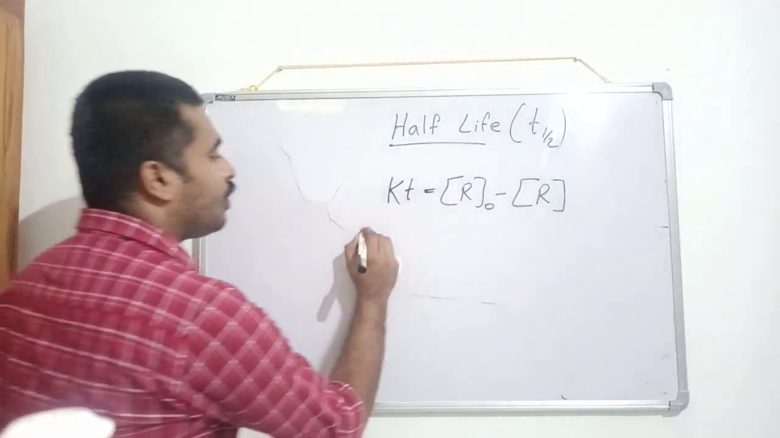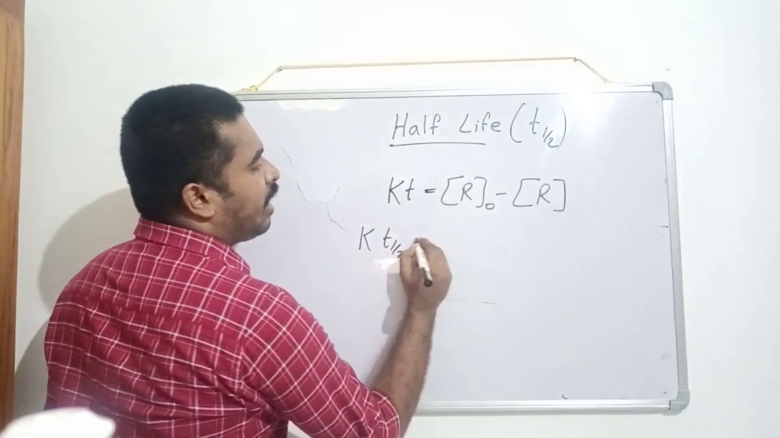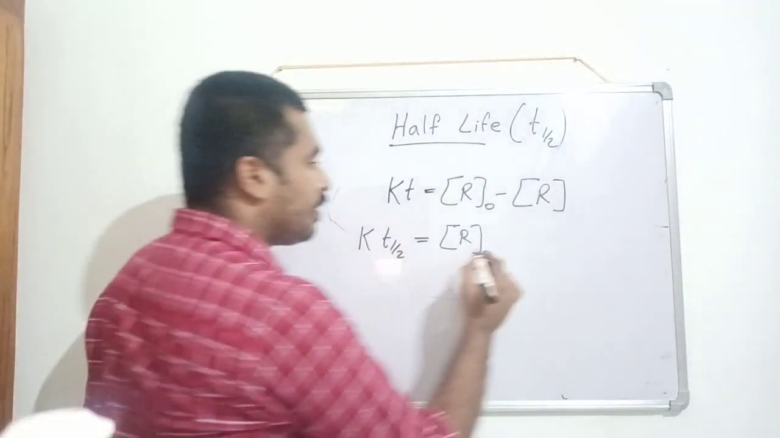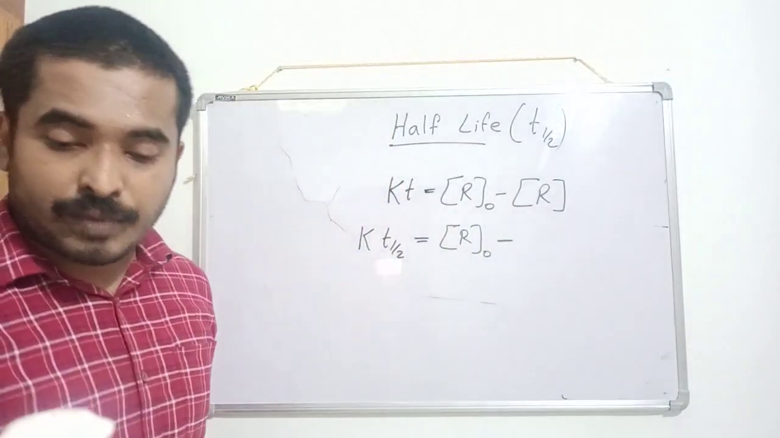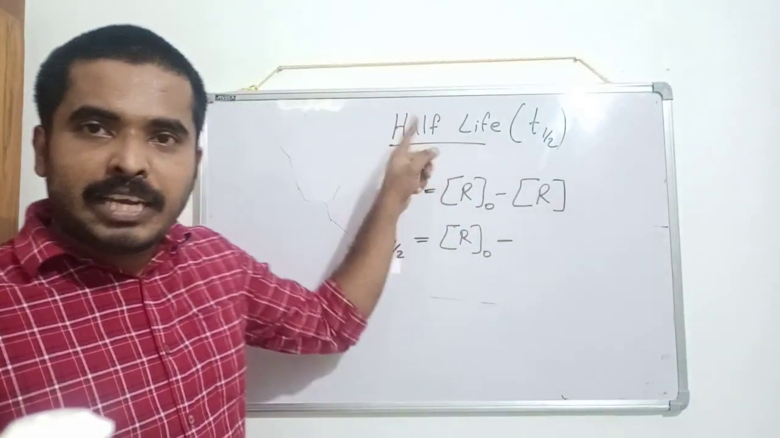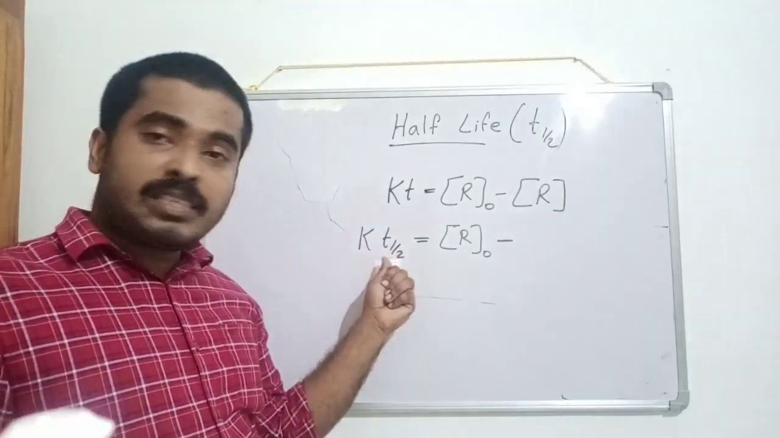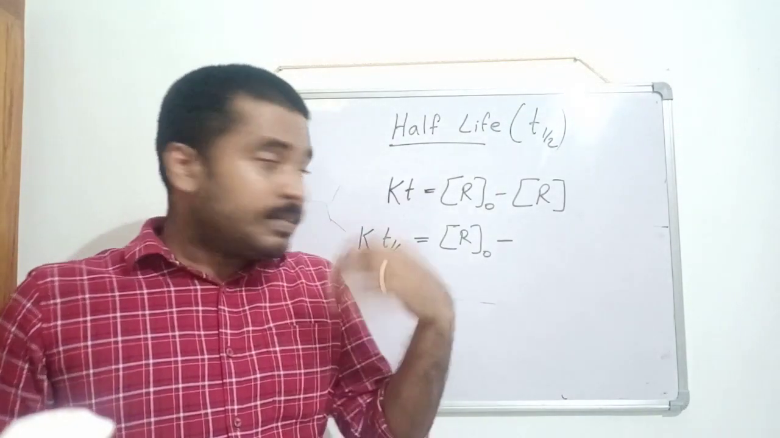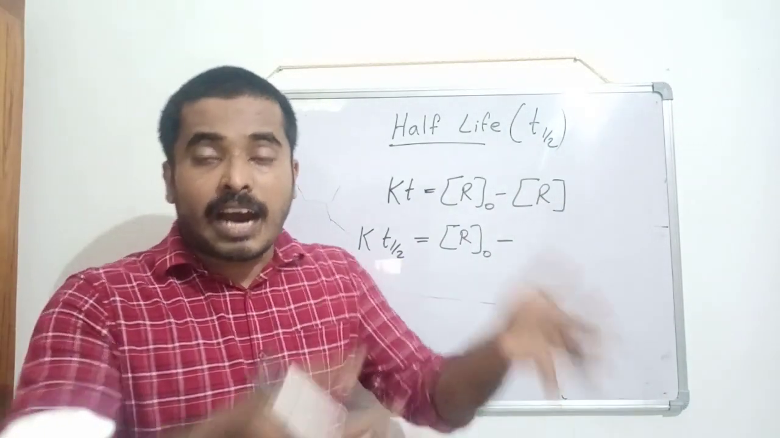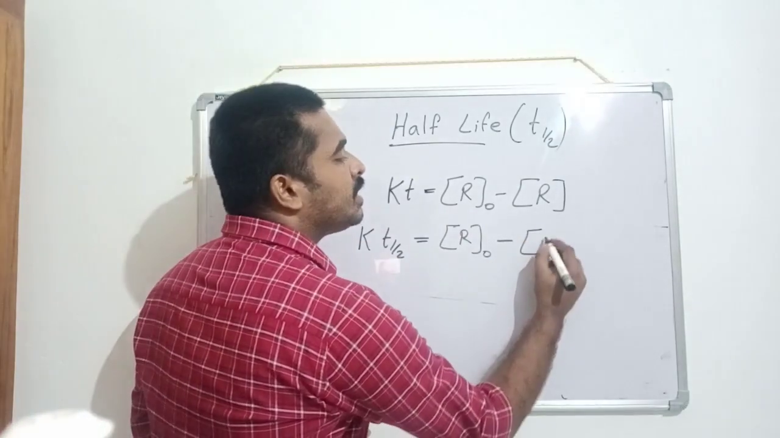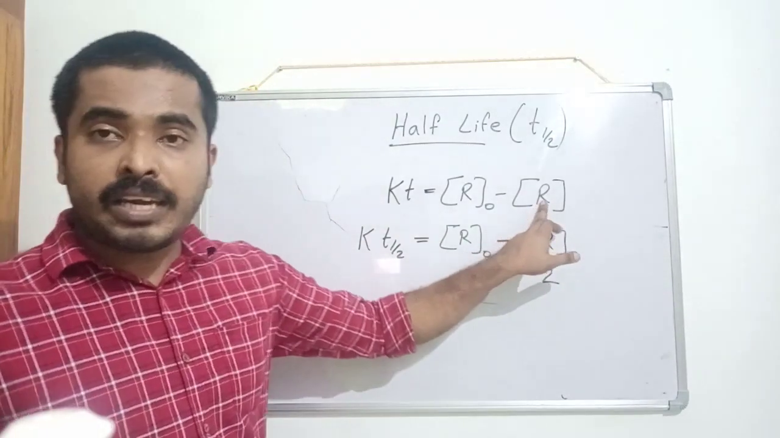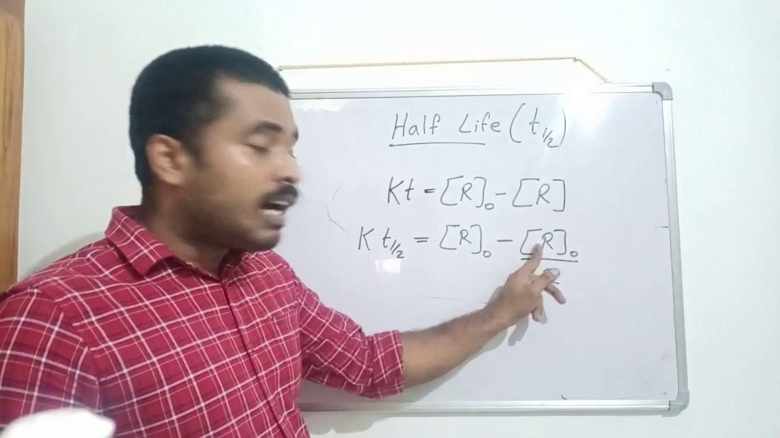Now instead of t, I will take T half. R0 means initial concentration, let it be like that itself. And R means when the time is at T half, R will become half the initial concentration. That is the meaning of half-life. Concentration of reactant will be half the initial concentration. So we will write R0 by 2.